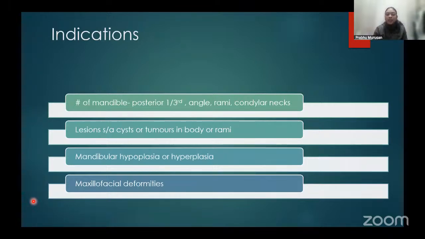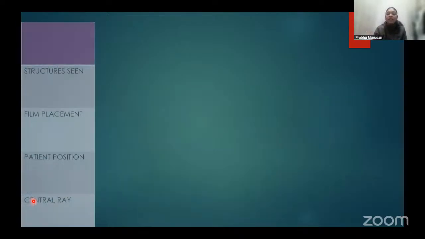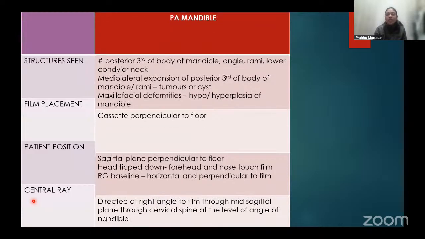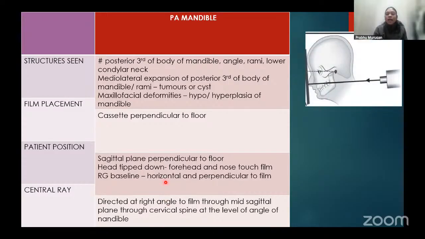Okay. So the next X-ray is important for looking at fractures of the mandible, lesions such as cysts or tumors in the body or the ramus of the mandible, in case of mandibular deformities, hypoplasia, hyperplasia, and in case of maxillofacial deformities. This particular X-ray will be useful. That particular view is called your PA mandible. So this is your ideal PA mandible.